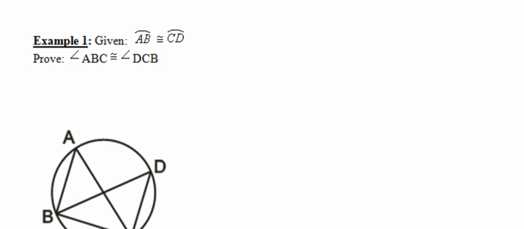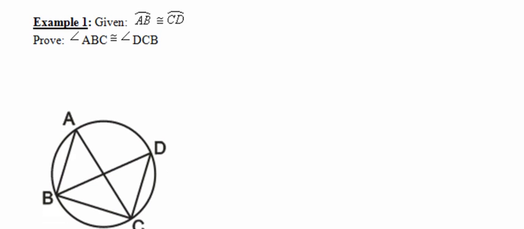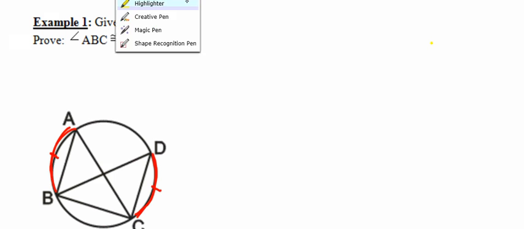All right, we're going to jump right into using some of these theorems to write some proofs about circles. So in number 1 it says given that arc AB is the same as arc CD, they want us to prove a pair of angles are congruent. Just like we did with all of our other proof writing this year, the first thing I'm going to do is mark those givens in my diagram. So this arc from A to B is the same as this arc from C to D.